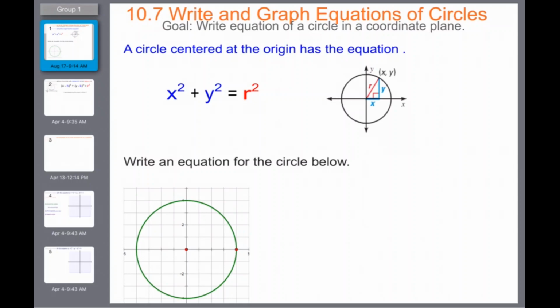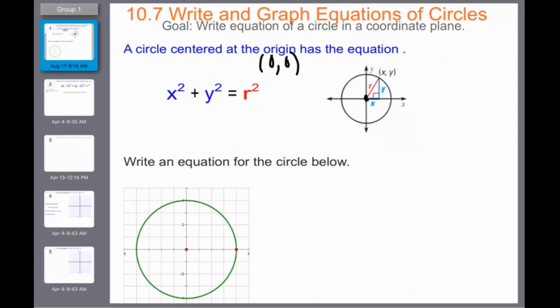Today we are looking at 10.7, which is all about writing and graphing equations of a circle in a coordinate plane. In order to graph and write a circle, we first need to understand our circle equation. First we're going to be looking at the equation where a circle is centered at the origin. Again, the origin is the point 0, 0 on the coordinate plane, where x is 0 and y is 0, where the two axes meet.